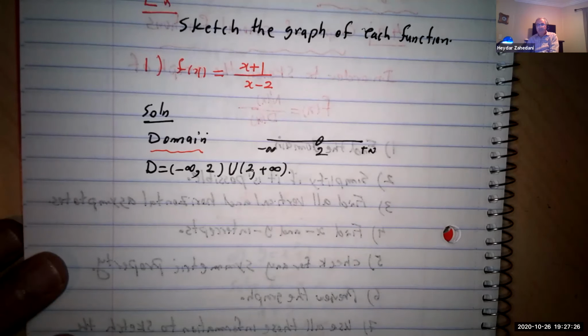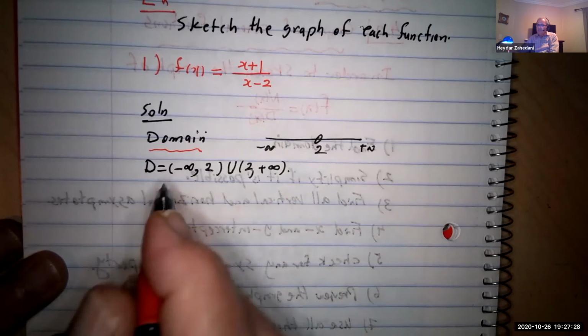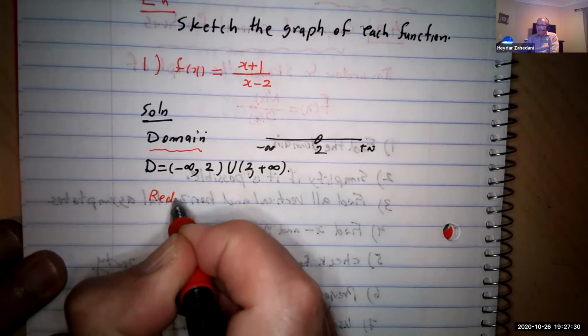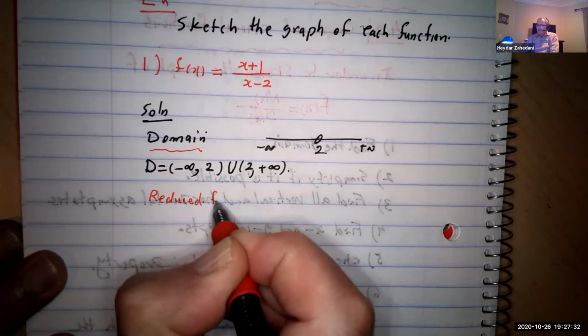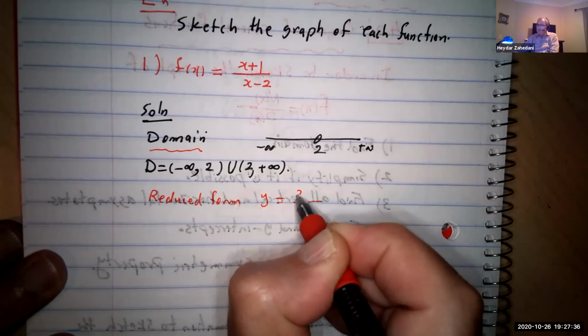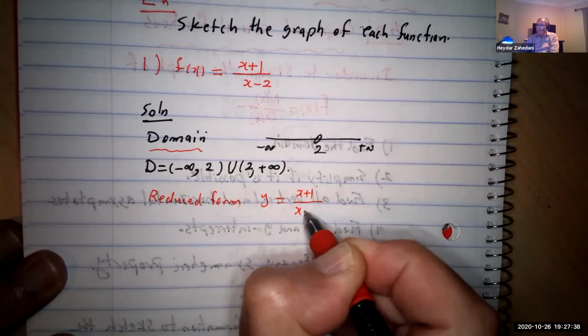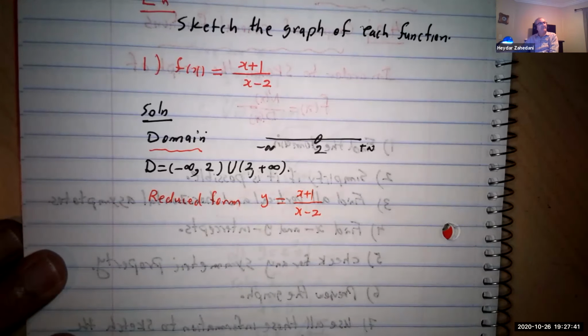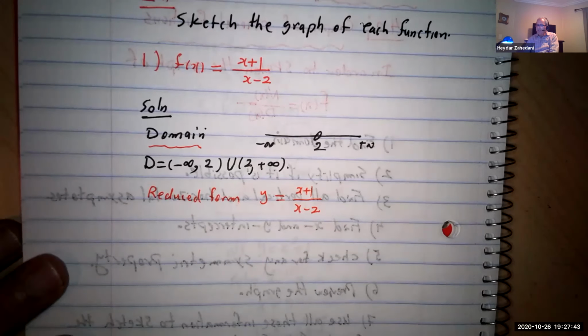Next, you check to see if you can simplify it. There is no chance, so I call it reduced form. So you are going to have y equal to x plus 1 over x minus 2. That's the reduced form, step 2, okay?